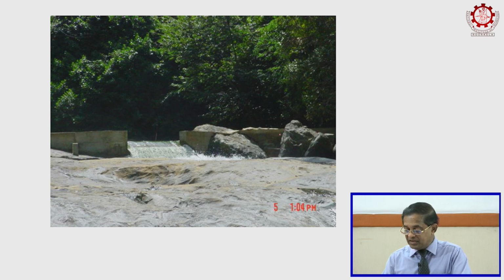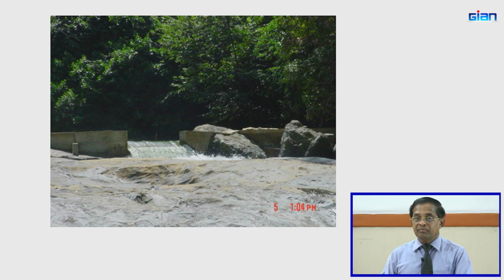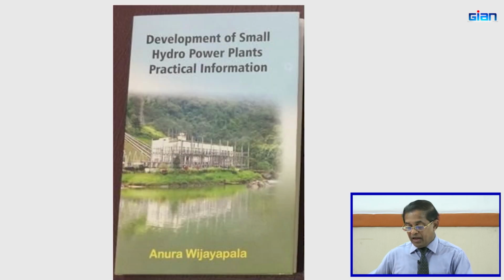We used the natural features of the river also, and selected a rocky place and constructed this rectangular weir, and we also got about 1 year's data before we actually invested in the project, and we could confirm the hydrologist's calculations are correct. I have published a book based on my experience called Development of Small Hydropower Plants: Practical Information, and this is available in Sri Lanka, but I just put it here for your information.